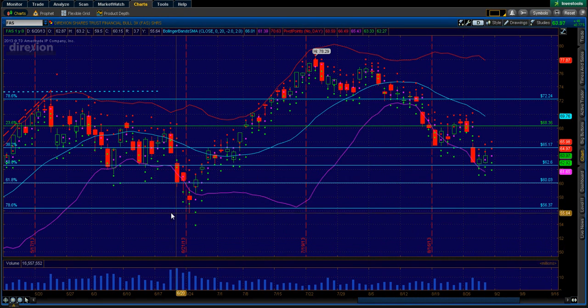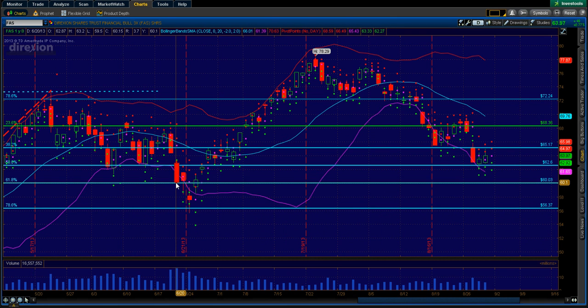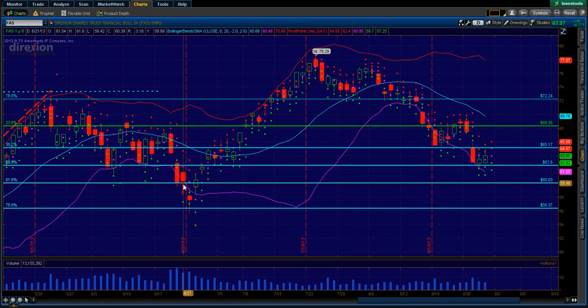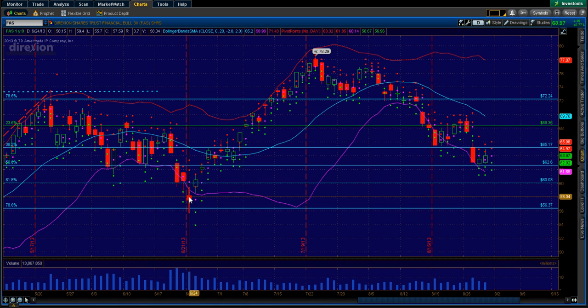Okay, so I'm out of my position when it hit the 61.8. I'm actually preparing myself to go long, but there are no candlesticks saying the buyers are really going to be there just yet. Luckily, I'm out of the position. One day goes by, and we get a gap down.